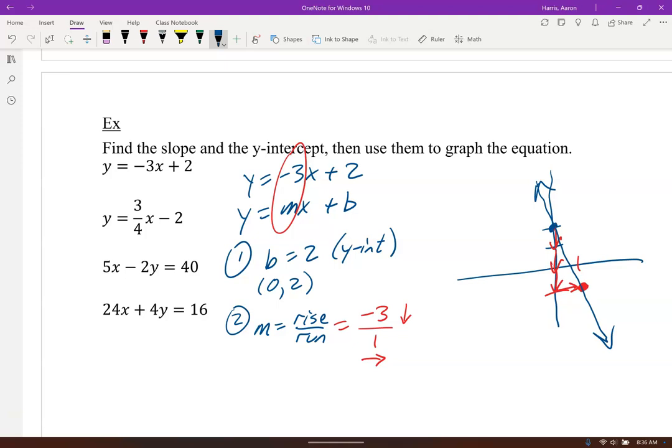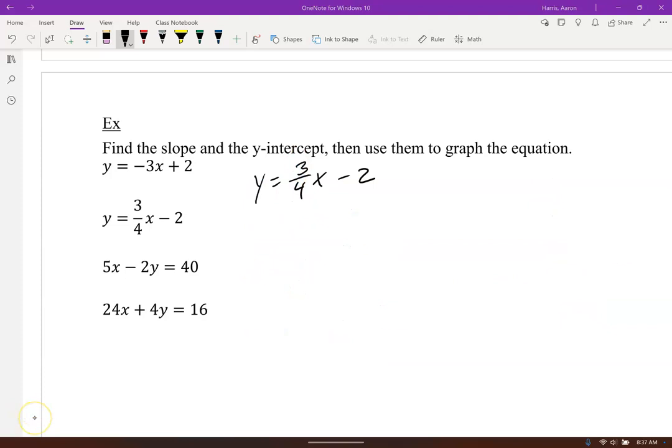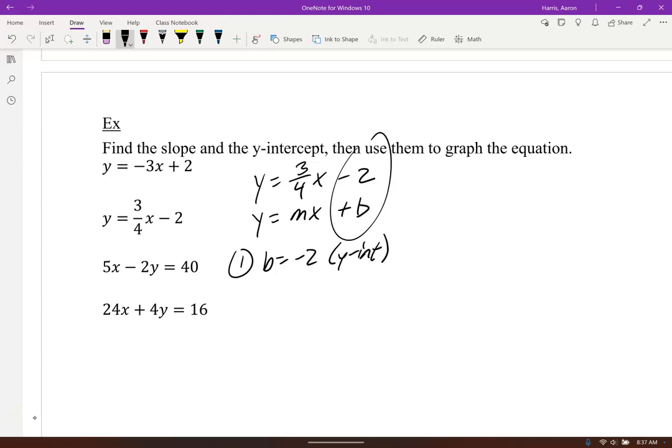Let's do a few more here and we'll call it good. So the next one here, we've got y equals 3/4 x minus 2. Again, notice it already has y solved for. And so my b is negative 2. My y-intercept is negative 2. It'll cross the y-axis at negative 2. In other words, it's the point 0, negative 2. Put that dot on there.